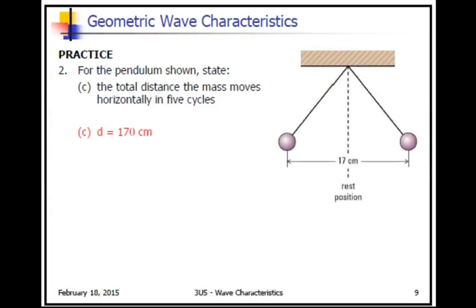What is the total distance the mass moves horizontally in 5 cycles? So a cycle would be this pendulum bob moving back here and back. So it would be a back and forth kind of motion. So it would have to do this motion each time, and if we're doing that 5 times, that would be 17 times 2 times 5, which is 170 centimeters.